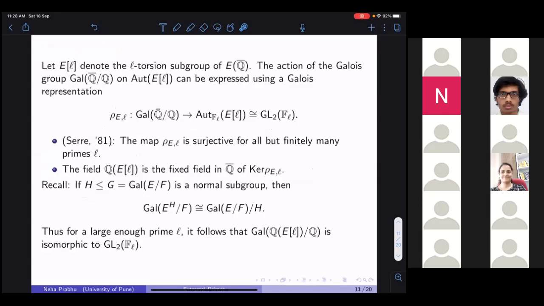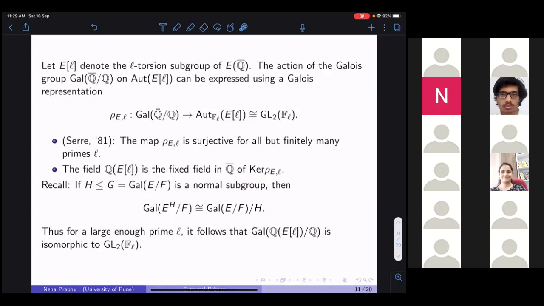Okay, so let E[L] denote the L-torsion subgroup of E(Q bar). The action of the Galois group on the automorphisms of E[L] can be expressed using a Galois representation. Okay, so there is a certain Galois representation, and Serre proved that this is surjective for all but finitely many primes L. And moreover, we also know that this L-torsion field is the fixed field in Q bar of the kernel of this Galois representation.